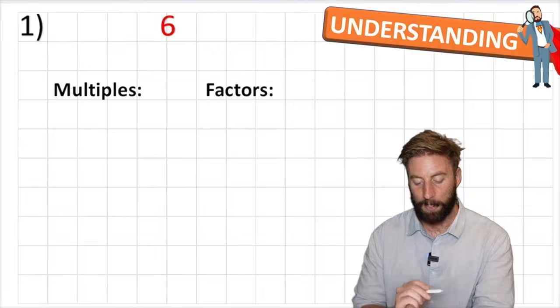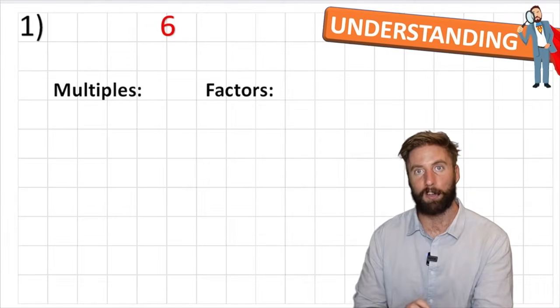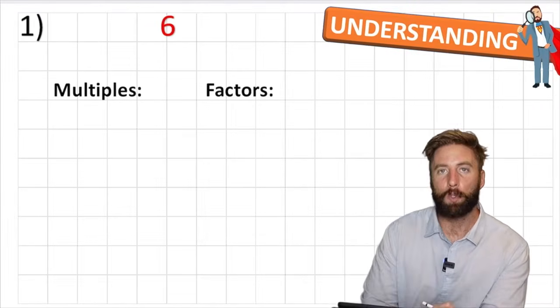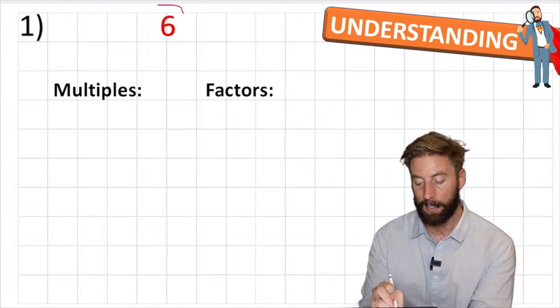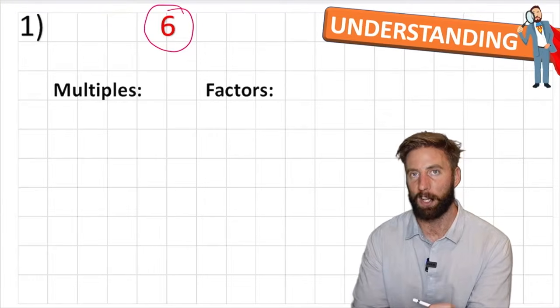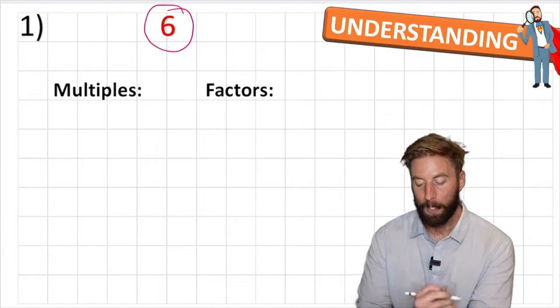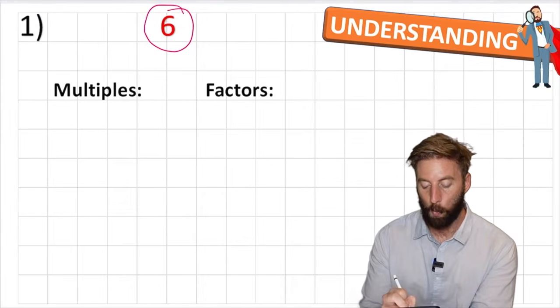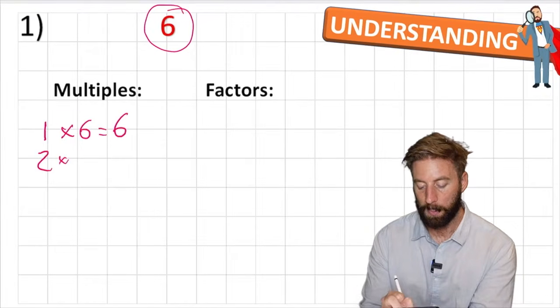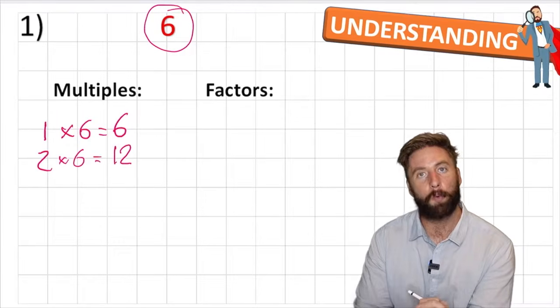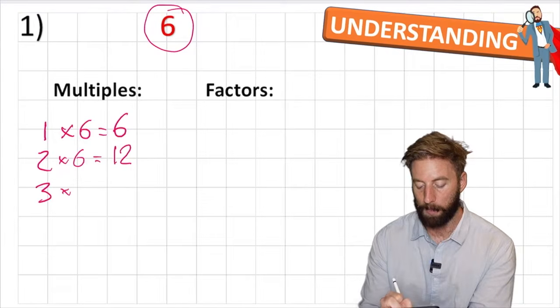So let's do one at a time. Let's have a look at 6 first of all, and let's look at our understanding phase. So what does a multiple mean? Well, a multiple means the product of the number that we're looking at, which in this case is 6, times by any integer. And an integer just means a whole number. So there's a logical sequence to this, isn't there? We can do 1 times 6 equals 6. So there's our first multiple. Then we could do 2 times 6 equals 12. So 12 would be a multiple. 3 times 6 is 18, 4 times 6 is 24.